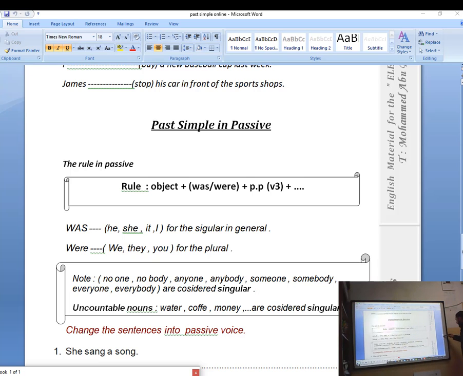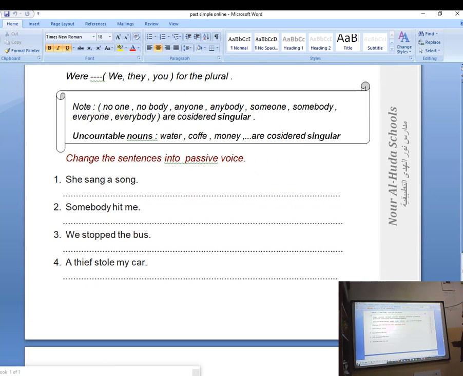The first sentence: change these sentences into passive. As I told you before, we should first divide the sentence. She is the subject. Sang, verb 2. This is how I know that this is in the past. If I have verb 2, a song, object. Who can do it? A song.